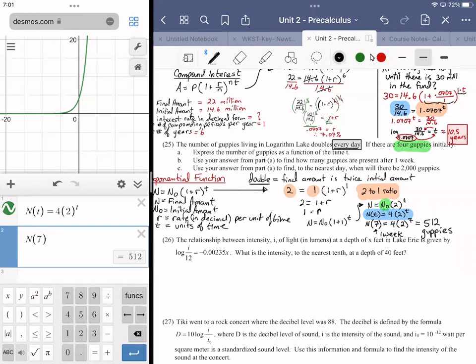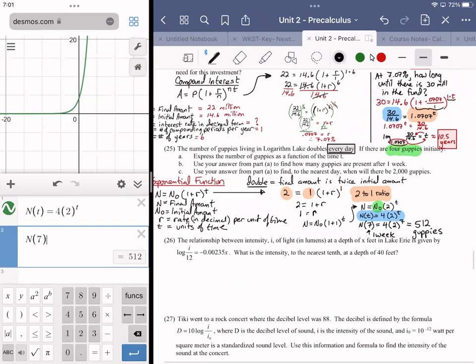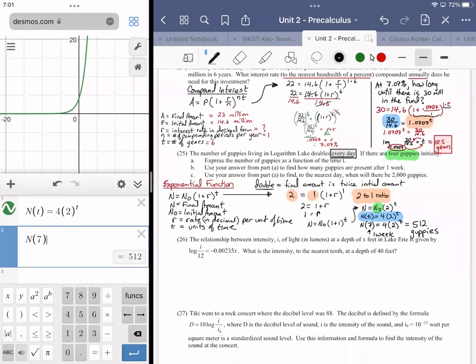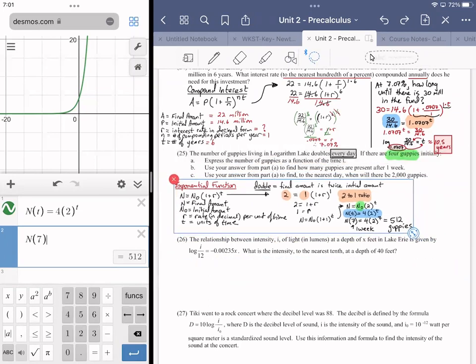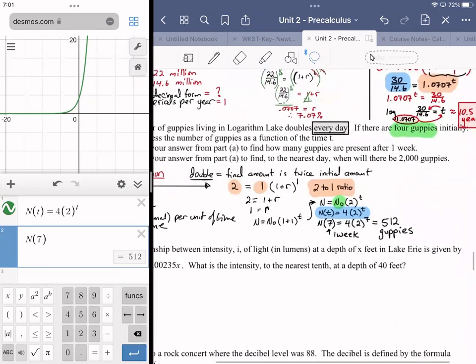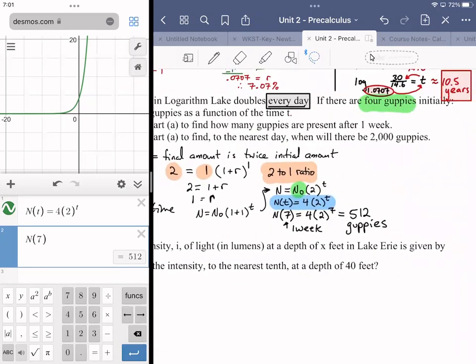All right. Now, in C, it says use your answer to find, to the nearest day, when there will be 2,000 guppies. All right. So there's two ways to do that. One way would be using a technique like what we did up here, which would involve a logarithm, which I'll show you in a sec. But before we do that, I'll give you the graph and calculator solution because we took the time to put the equation into our calculator. Why not actually make use of that?